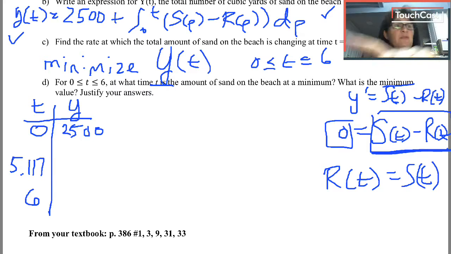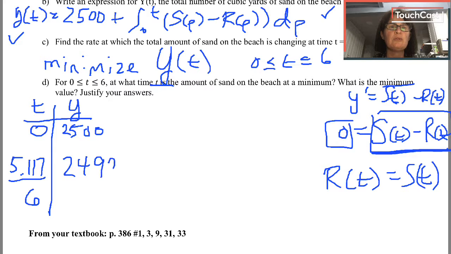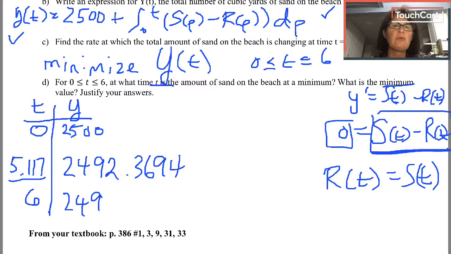I've been told at time t equals 0, there are 2,500 cubic yards on the beach. What I'm going to do next, I'm going to go back to my y function. I'm going to replace t with 5.117. My calculator tells me that that is 3694 cubic yards. And at time t equals 6, if I replace all the t's in my y function with 6, I get 2493.2766. All right, now I have enough information to write up my answer.